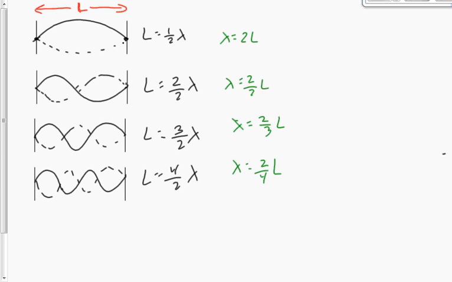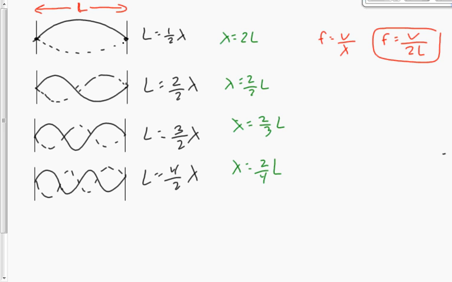And now comes the crux of it, where we're going to say V is equal to F times lambda, and rearrange that to solve for F. F is equal to V over lambda. Well, lambda is 2L. So the first standing wave on this guitar, or whatever instrument it is, is going to occur at a frequency that's equal to the speed of the wave divided by 2 times the length of the string.